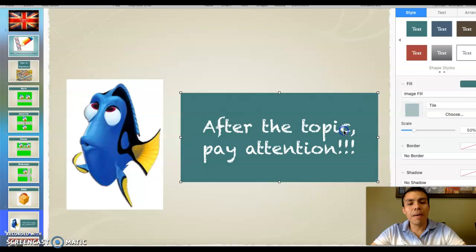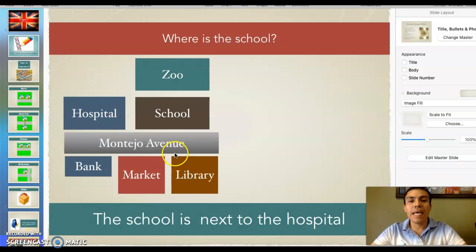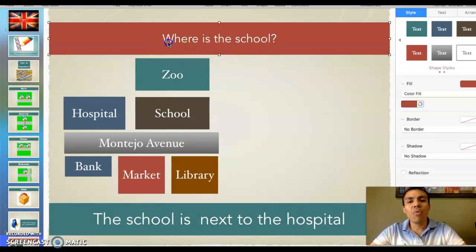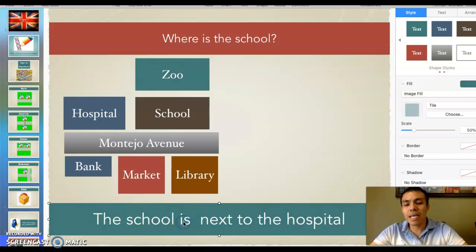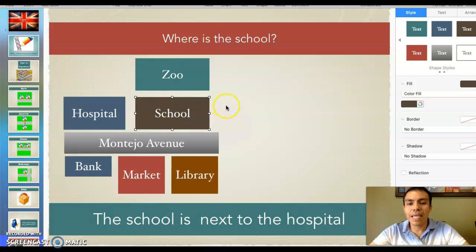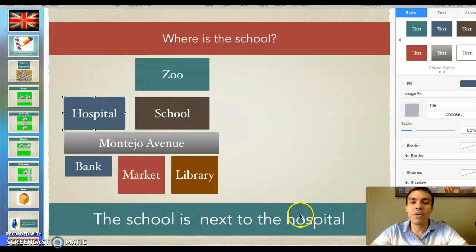Now, after the topic, pay attention, students. Here we have a map. The question is, where is the school? Let's repeat. Where is the school? Observe the map. School, rectangle in color brown. And the answer is, the school is next to the hospital. Observe. The school is next to the hospital.